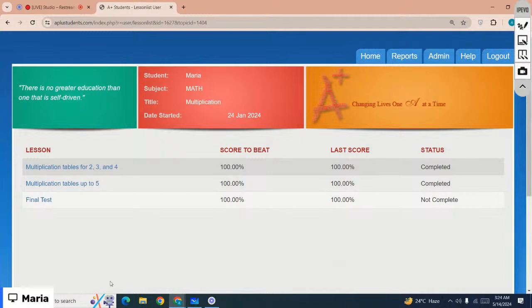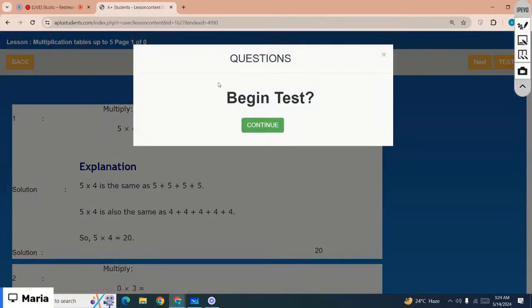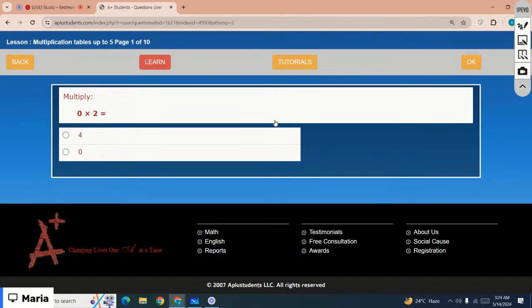The next one is multiplication tables up to 5. Let's just start with the lesson. Okay, let's just start with the practice questions, right? The first one is 0 times 2, which is the correct option. 0 times 2 is 0.